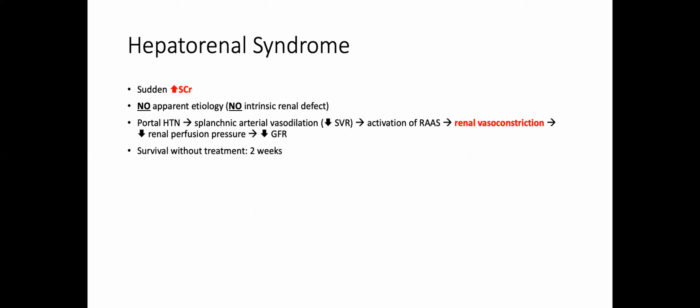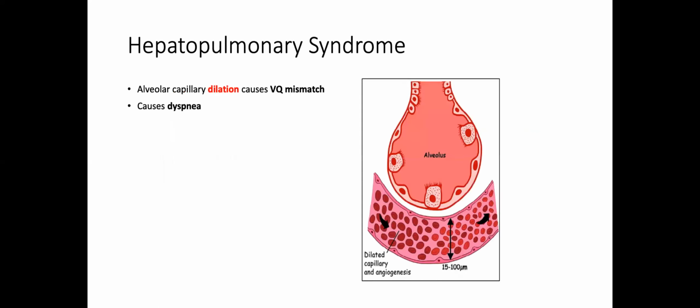Hepatorenal syndrome is going to be a sudden increase in serum creatinine for no apparent cause, basically. So how does this work? We've got portal hypertension. It's going to lead to splanchnic artery vasodilation, which is going to decrease systemic vascular resistance. It's going to activate our RAS system, and we're going to have renal vasoconstriction, which is going to lead to a decrease in renal perfusion pressure and decrease in GFR. So the survival without treatment is 2 weeks. So this is an emergency.